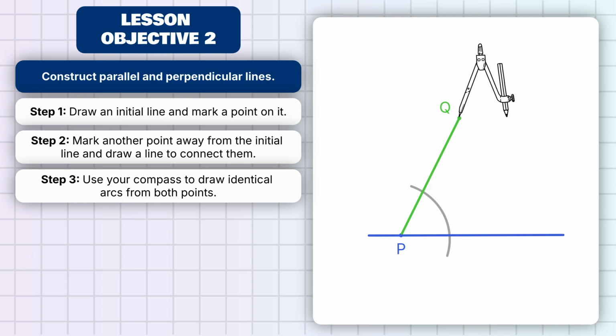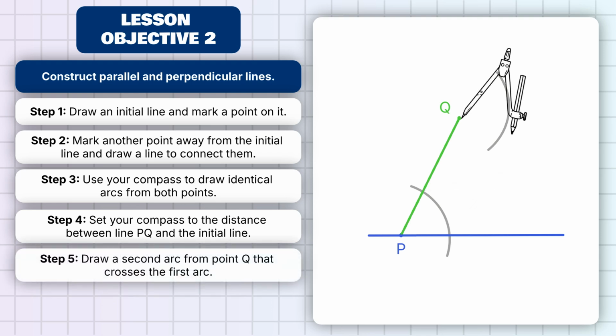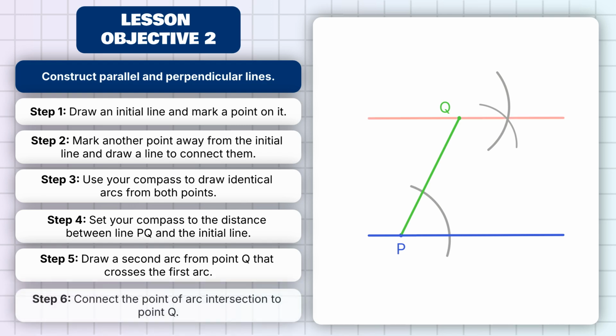Maintain the distance of the compass and draw a similar arc from point Q. Now, using the first arc you drew, set your compass to the distance between our initial line and the line PQ. Maintain that compass distance and draw another arc from point Q that crosses the original arc drawn there. Now draw a line that crosses through point Q and the point of intersection of the two arcs. This line is parallel to our initial line.